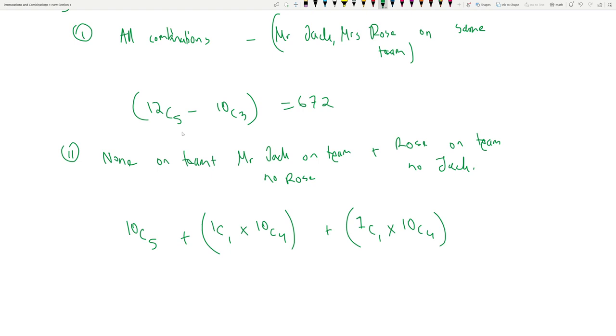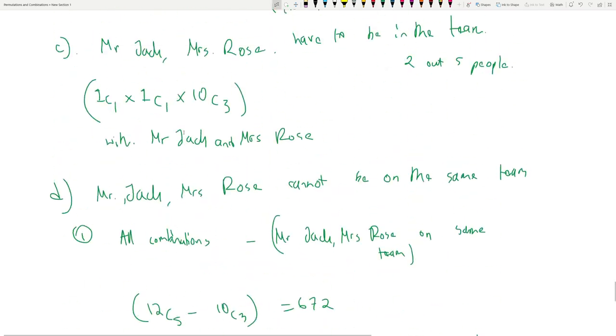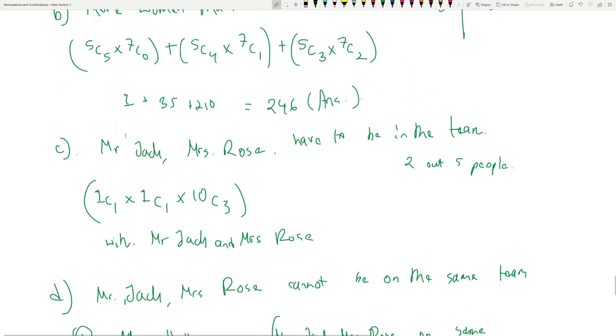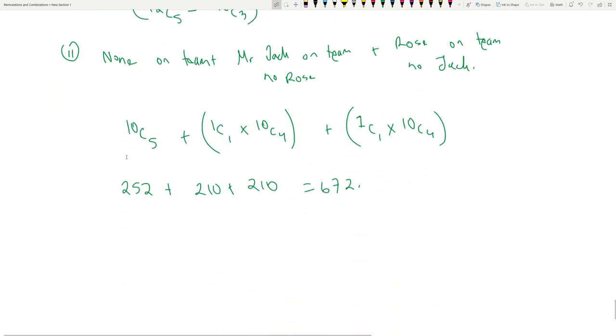And for this one, check this. 10C5, which is 252, plus 10C4, which is 210, plus 10C4, which is also 210. 210 times 2 plus 252 gives you an answer of 672. So these are 2 routes to do this particular sum. Okay, we're almost at the end. Soon we'll be selecting groups of letters, and we have the one where we arrange people in cars.